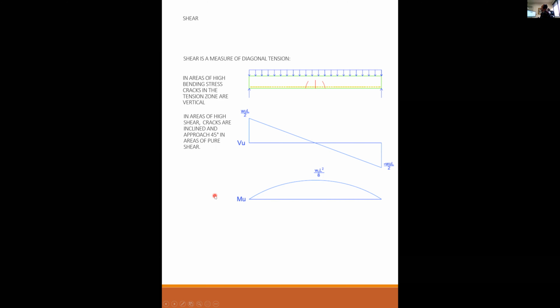In areas of high shear, cracks are inclined and approach 45 degrees in areas of pure shear. So this region here has high shear, low moment. So the cracks at the end of the beam are basically oriented in a 45-degree angle because there's very little flexural stress or tensile stress. It's almost all shearing stress. And as you go from the end to the midspan, then you get various combinations of shear and flexure.